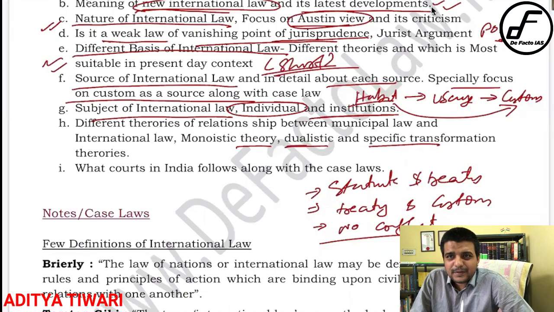Nothing more than that. So, especially in the case of resolution, non-binding nature of treaty, especially in the case of resolution.